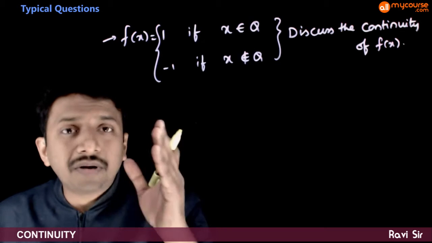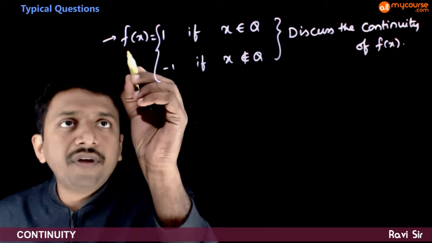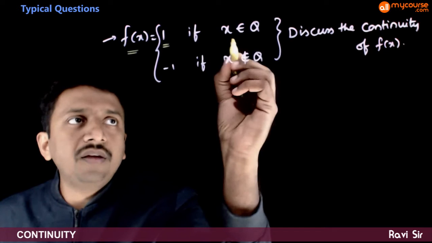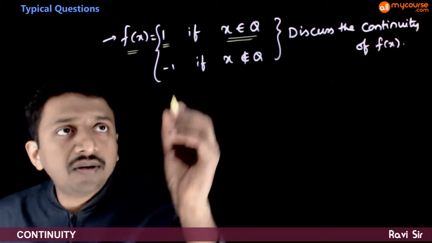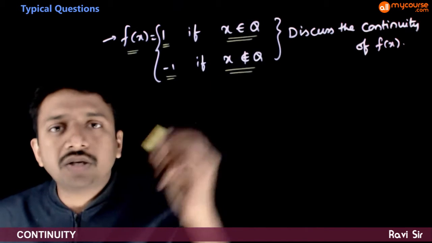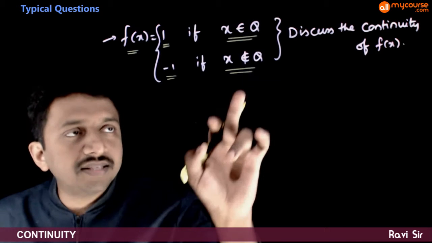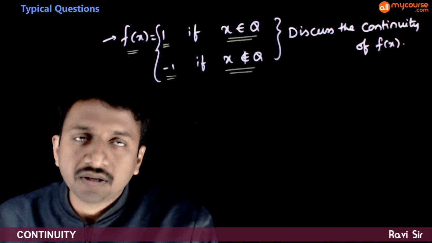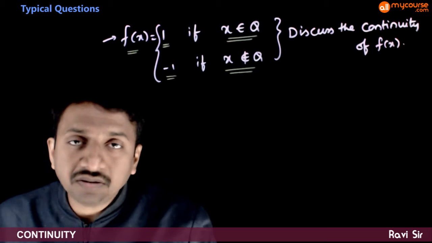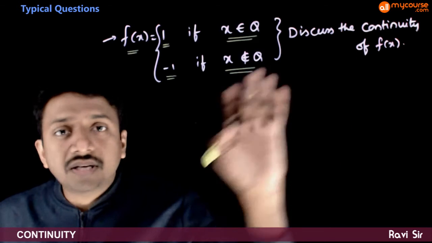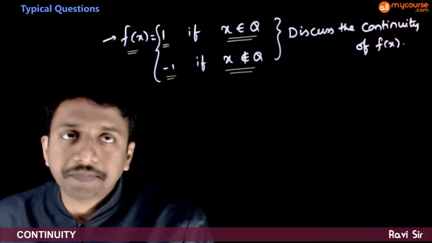So next, let us look at this question. f(x) is equal to 1 if x belongs to the rational numbers, and minus 1 if x does not belong to the rational numbers, that is, if x belongs to the irrationals. So this is the function, and you're asked to discuss the continuity of this function f(x).